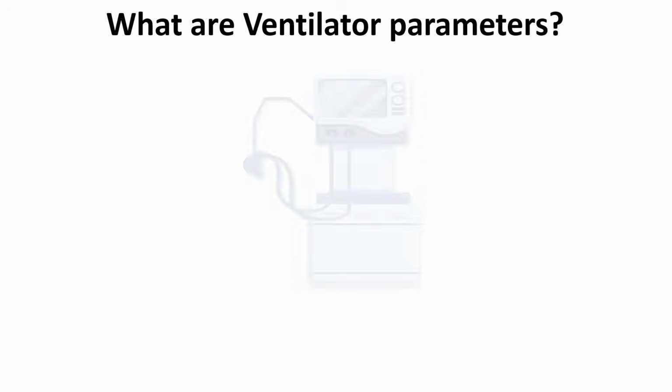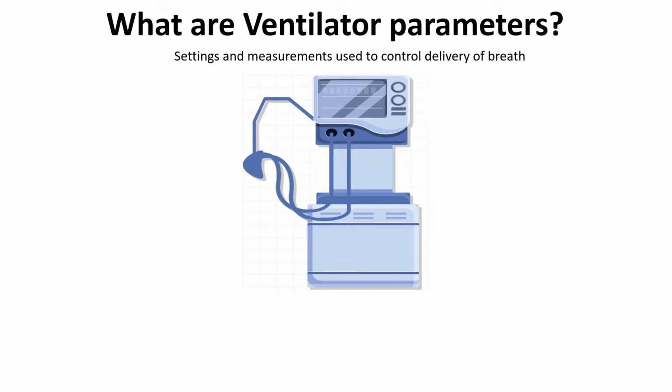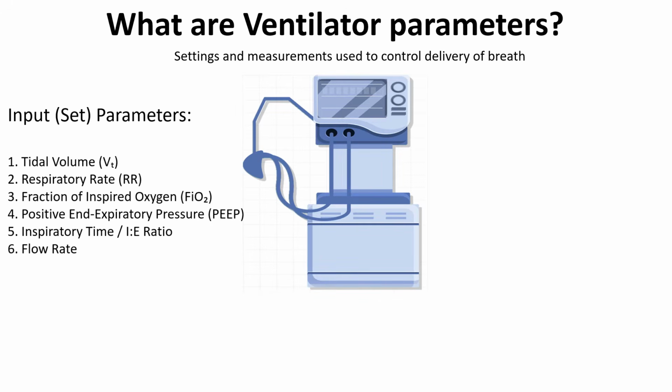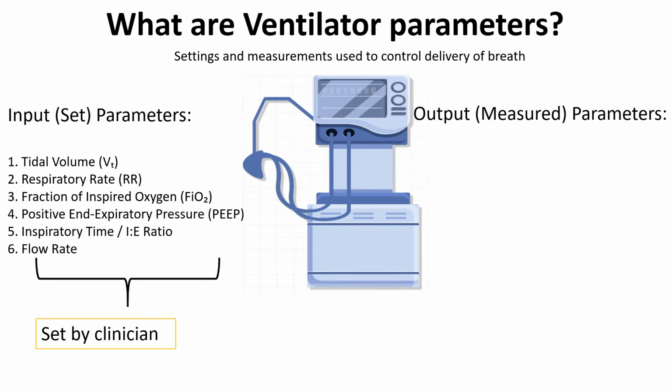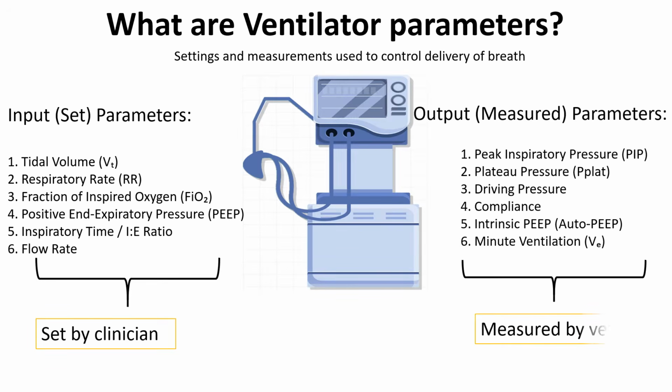Ventilator parameters are the settings and measurements used to control how a mechanical ventilator helps a patient breathe. Broadly, these parameters fall into two categories: the settings that the clinician sets, called input parameters, and the measurements the ventilator displays as it interacts with the patient, called output parameters.